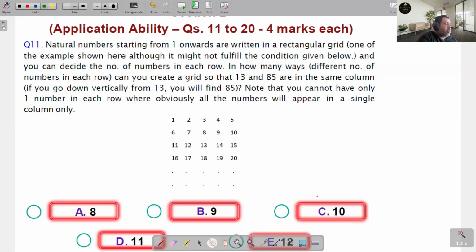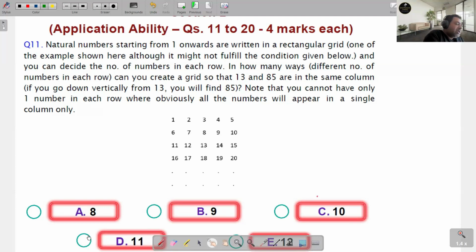And you can decide the number of numbers in each row. In how many ways can you choose the number of numbers in each row to create a grid so that 13 and 85 are in the same column? If you go down vertically from 13, you will find 85. That means that they are in the same column. Note that you cannot have only one number in each row, where obviously all the numbers will appear in a single column only.